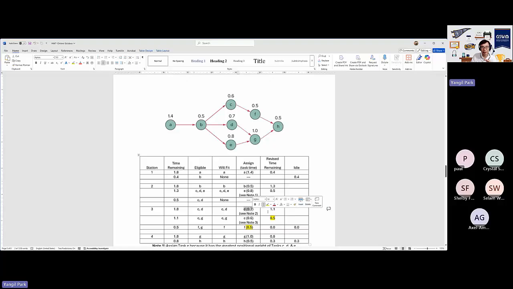Right here. Then we have 1.1 minutes left. Then we're going to compare C and G. C has a greater position weight. Obviously, C, because that's 1.6, and G has 1.5. Okay. Then move on.